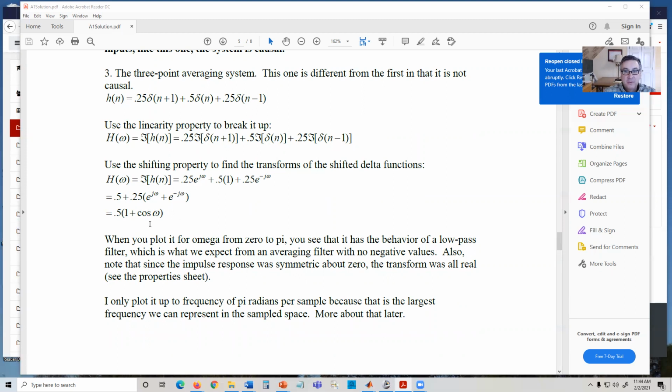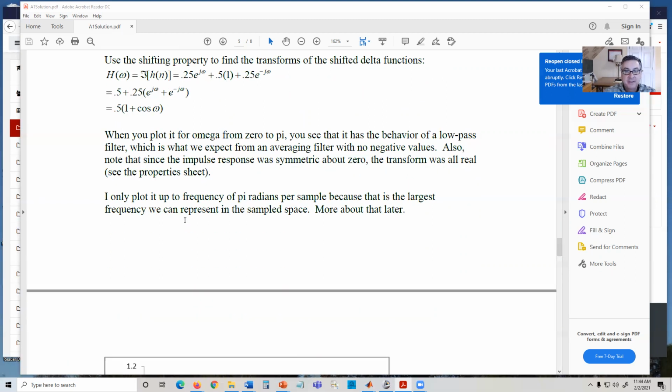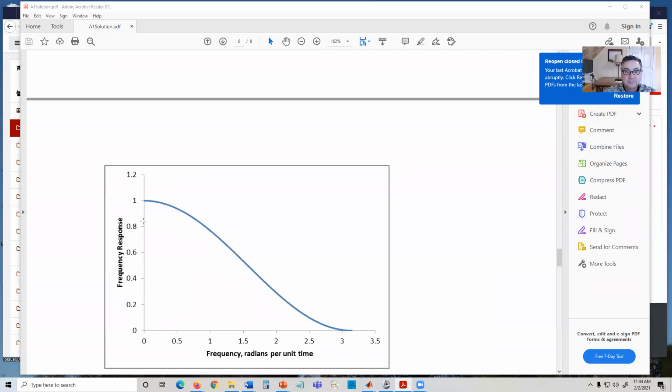And so, when we plot that out, we get basically a half cosine function. Remember, it only uniquely goes up to pi because that's the highest frequency we can get in a discrete system. Again, we'll explain why that is later, but we'll go with that for now. So this is the property of that.